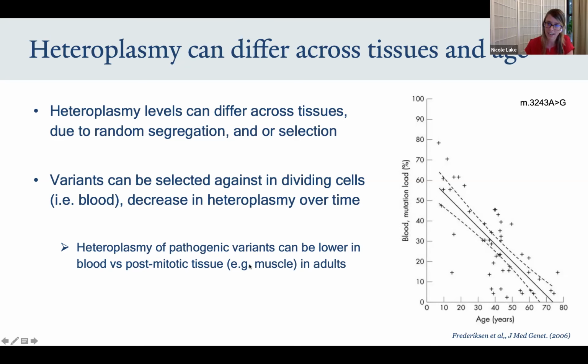But what this means is that the heteroplasmy level of a pathogenic variant in the mitochondria can be lower in a dividing cell type like blood compared to a post-mitotic tissue site like muscle in adults. And so what these considerations mean is that the tissue source and the age of the individual from the sample that's being evaluated are important considerations as part of the variant interpretation process.